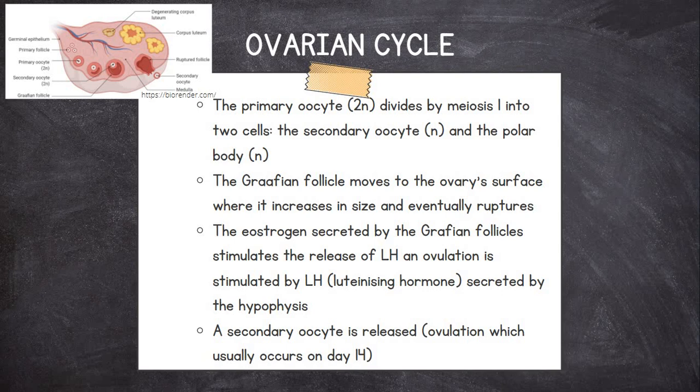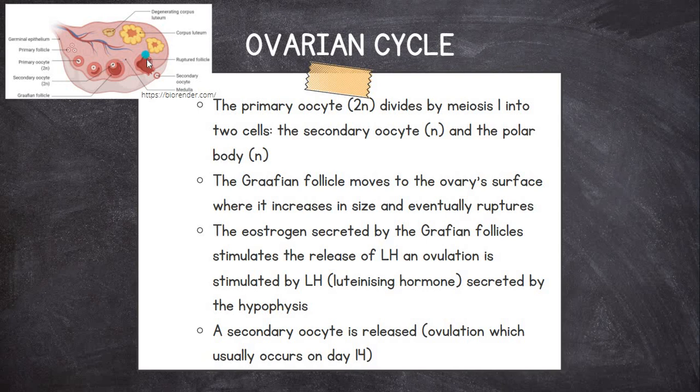The Graafian follicle that was then formed moves to the ovary surface where it increases in size and eventually ruptures. So that is what's happening there, that rupture. And the estrogen secreted by the Graafian follicle stimulates the release of LH, and ovulation is stimulated by LH, luteinizing hormone, secreted by the hypophysis. Okay, so now this Graafian follicle will stimulate the release of LH by the hypophysis, and this will stimulate ovulation.